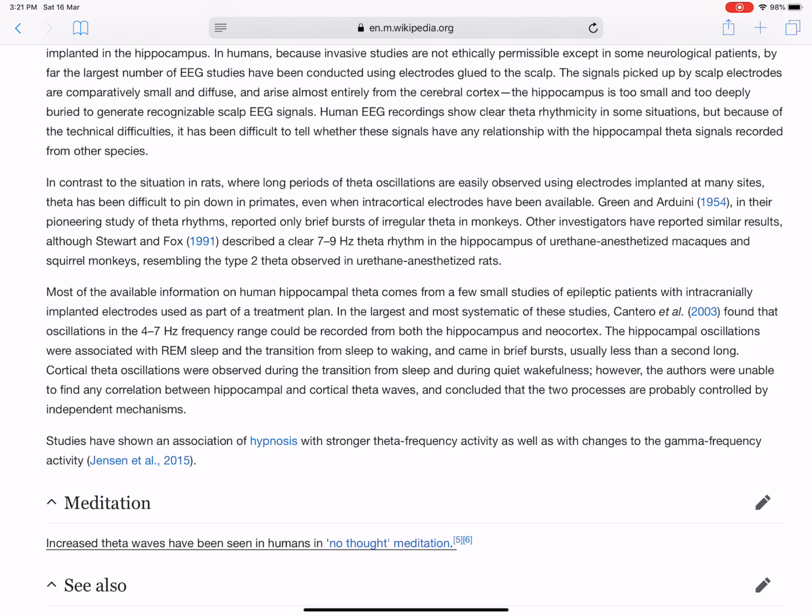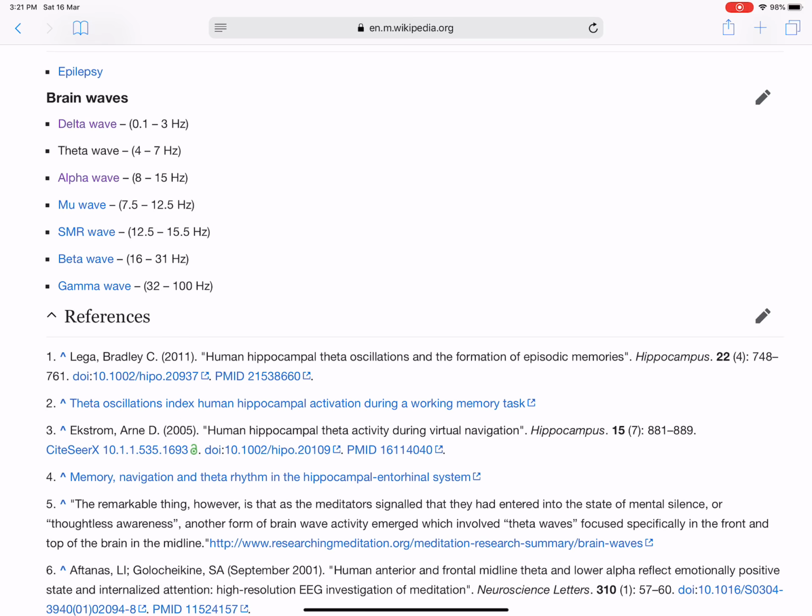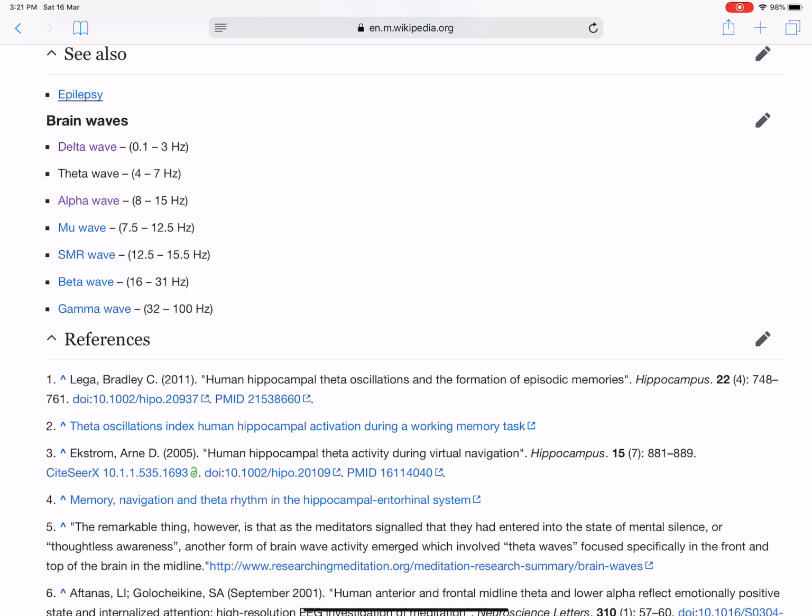See also epilepsy, brain waves, delta wave, 0.1 Hertz theta wave, Hertz alpha wave, Hertz mu wave, 7.5 to 12.5 Hertz SMR wave, 12.5 to 15.5 Hertz beta wave, Hertz gamma wave, Hertz.